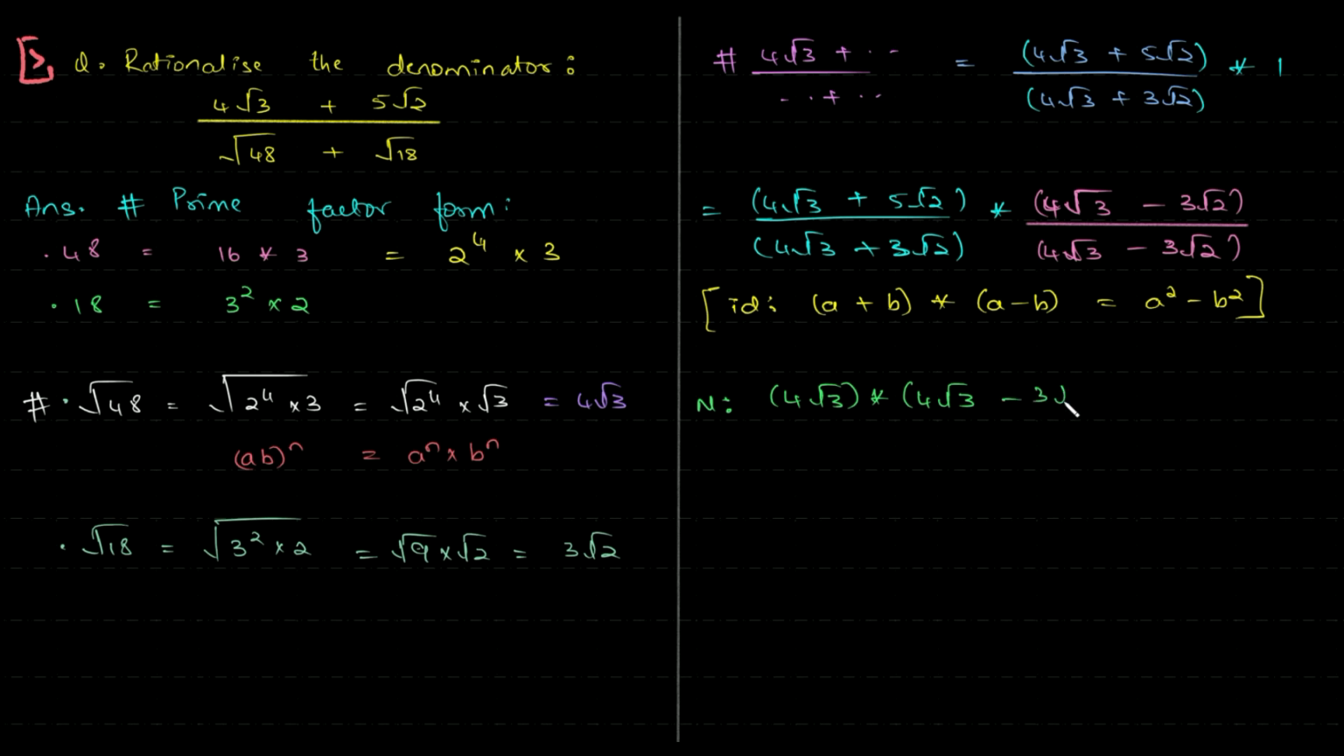Wherein we have root 4 multiplying this entire thing, and then we have plus root 5 root 2 into this particular expression again. Purely distributive property. So this would be 4 root 3 into 4 root 3 is 16 into 3. Okay, you should be able to do this directly. Minus, plus of minus is minus, 4 into 3 is 12, root 2 into root 3 is, root 3 into root 2 is root 6.